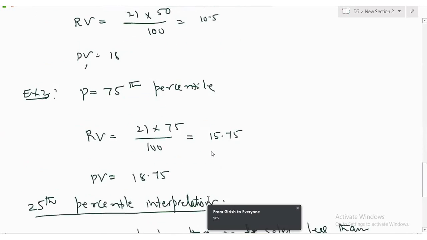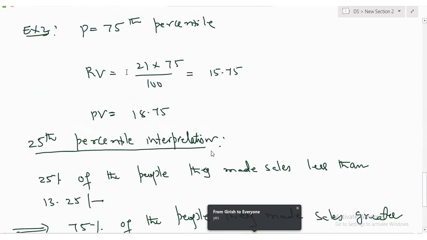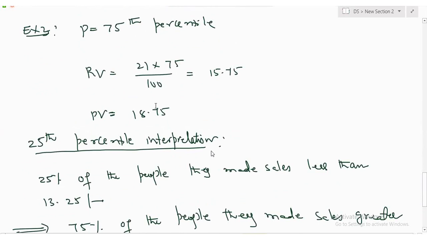16 rupees. What about the 75th percentile? 75% of the people, they made sales less than. First less than. Why is it coming less than first? Because I sorted the data from smallest to largest. Are all with me? If I sort the data from largest to smallest, it will be reversed. All clear? Okay, what is the meaning of the reverse? I'll talk about that, but first learn as it is.